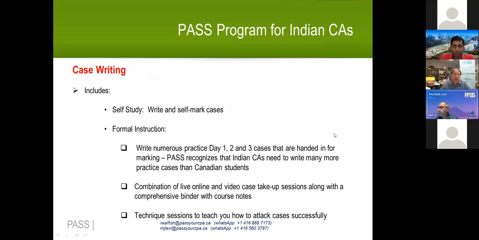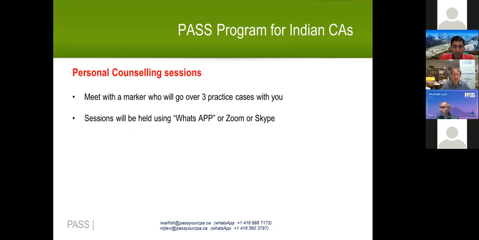And then for case writing, that really is a new skill that we simply have to teach you how to write these cases for day 1, day 2, and day 3. All 3 days really are case writing. And what we do in the program is we try to provide a lot of cases, which I'll show you more detail in a second.